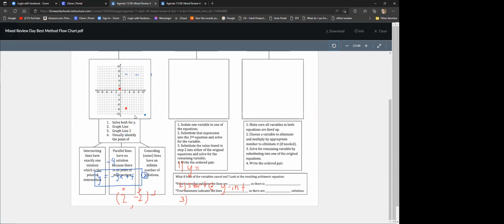All right, let me see. Where are you looking? Right here. Okay, see, number 1, solve both for y. Number 2, graph the line. Graph line 2, visually identify the point of intersecting, parallel, coinciding. Okay. You know what that means? No, the part that says, okay, I'll show you. This part right here. What does this mean?